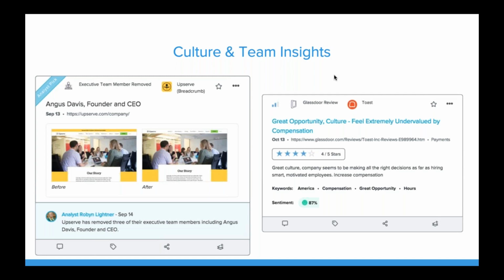Or you might be able to see that they've hired a particular leader with experience in maybe a different market, and maybe that signals that they're going to be moving into that market. But that can provide a lot of great high-level strategic direction.